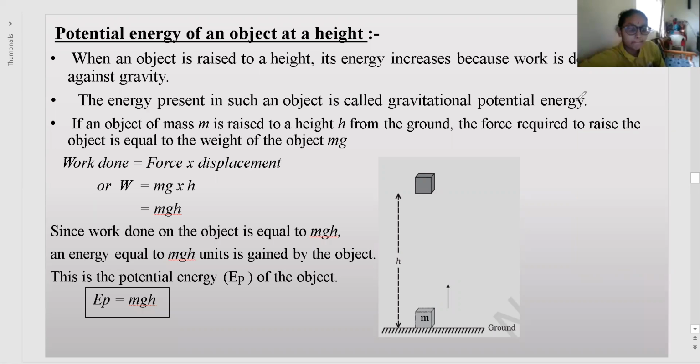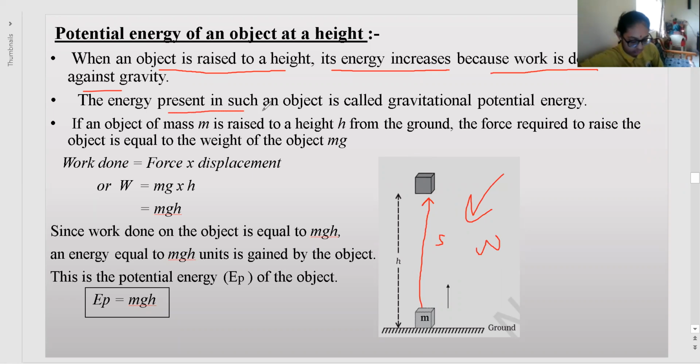Okay, so here we can see that when an object is raised to a height, if we take any object to some height, its energy increases because work is done on it against the gravity. For example, you can look at this figure. The block is kept on the ground, it is taken to height h, so some work is done. We will apply force on it, and because of that force and the distance covered, some work is done on it. Okay, and that work is stored in the form of potential energy. The energy present in such an object is known as gravitational potential energy because it is going against the gravity.